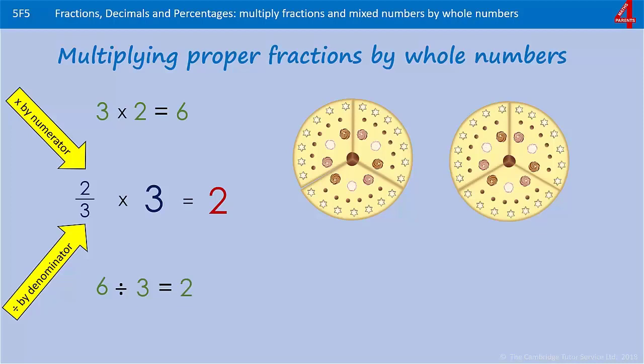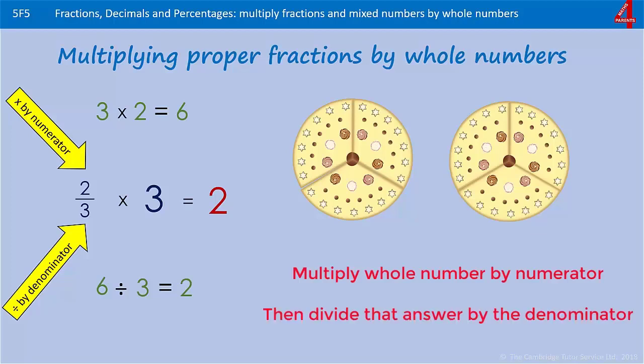Remember the formula for multiplying fractions by whole numbers. Start with the whole number that you're multiplying, multiply that by the numerator. Then when you have that answer, take the answer and divide it by the denominator.